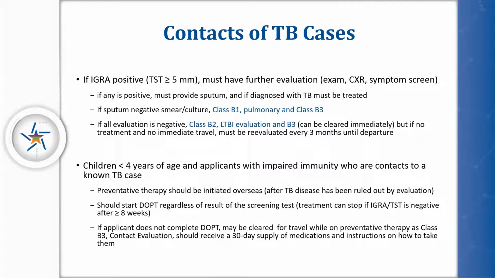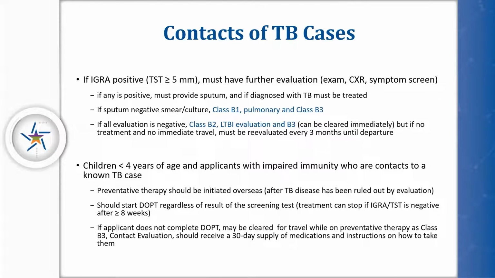Now, if the TST is greater than 5 millimeters, or the IGRA result is positive, they must have further evaluation. You want to have an exam, a chest x-ray, and a symptom screen. If any of these are positive, that individual must provide sputum. If it's a child, you want to collect gastric aspirates. If it's an older child, you want to try to collect sputum. But if they're diagnosed with TB, they must be treated.